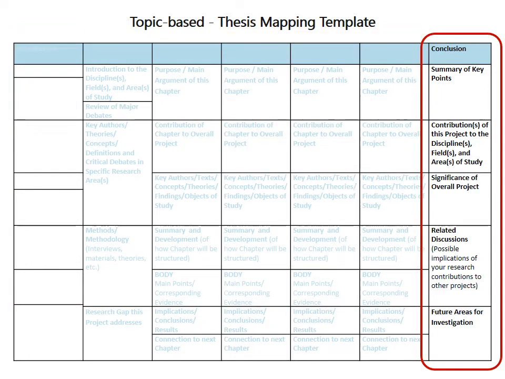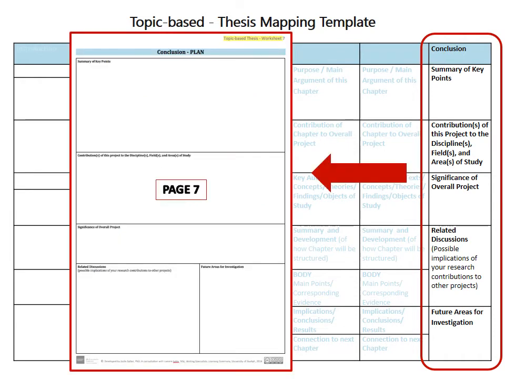The final column, the conclusion, corresponds with page 7 in the workbook. Here, we have space to begin to make notes for ourselves of what we need to capture in the conclusion of our thesis. Thus, each column in the master template has a corresponding sheet in the workbook, where we can begin to gather our ideas and begin writing in sections.